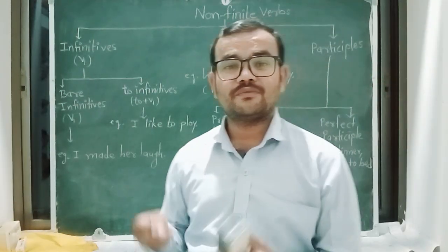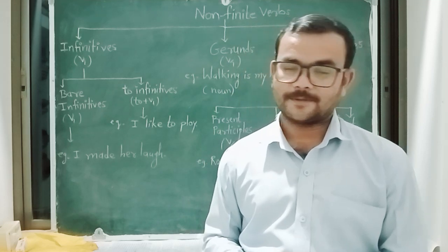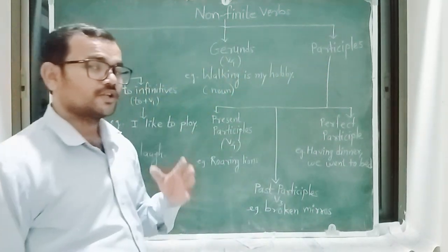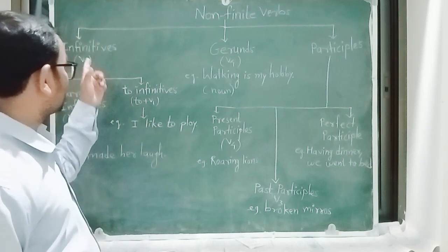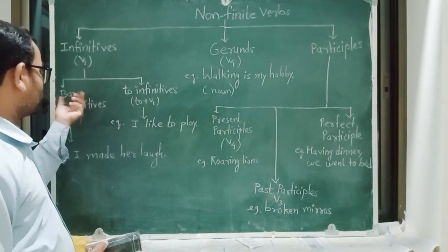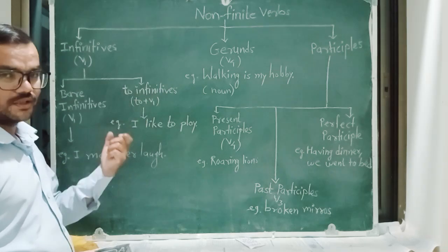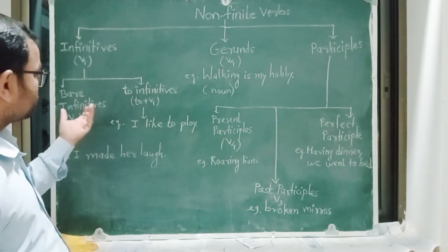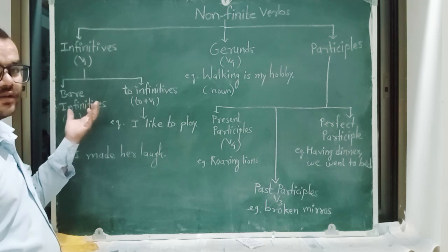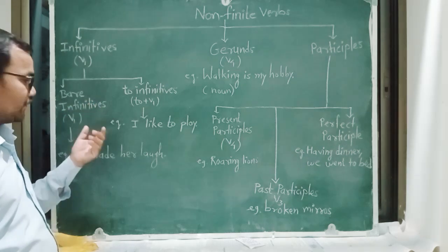Infinitives are the V1 form of the verbs. Right. Infinitives are the first form of the verb, or we can say the root form of the verb. So over here, infinitives are subdivided into two parts: bare infinitives and to infinitives. Bare infinitives are those verbs which do not take to with them, right?